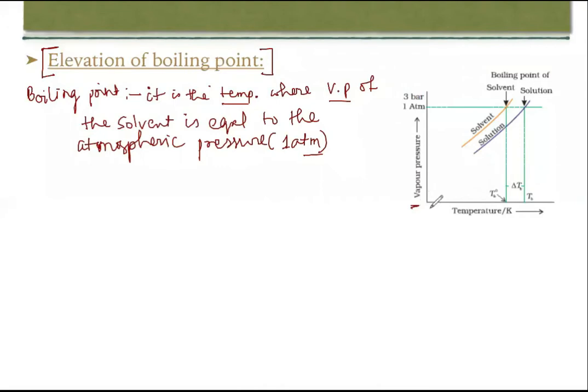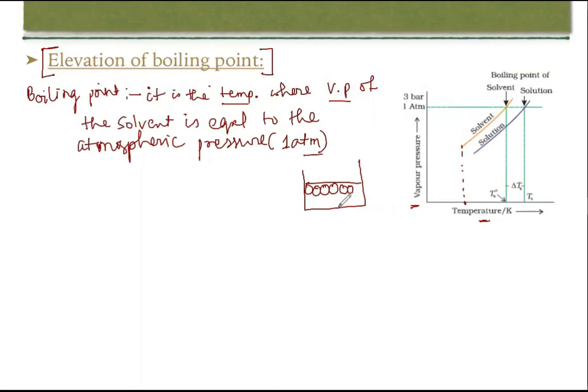This is the graph between vapor pressure and temperature. You can see that this is the pure solvent. Initially, let us take the solvent, and the solvent molecules are there. Now this solvent must have some temperature if it is at room temperature. Consider this point as the room temperature.